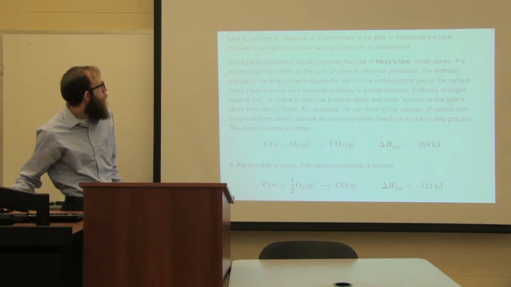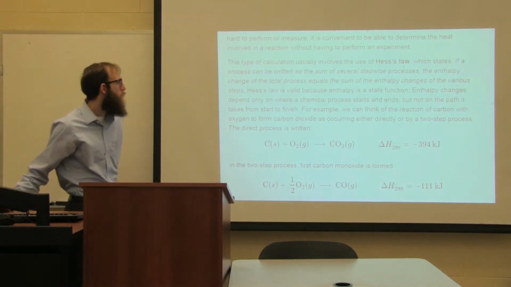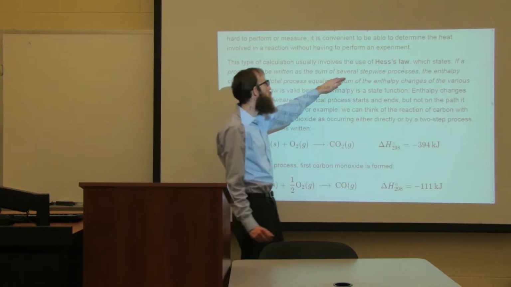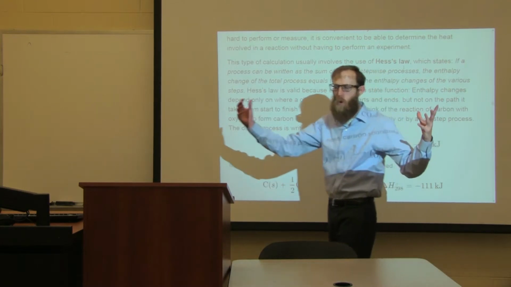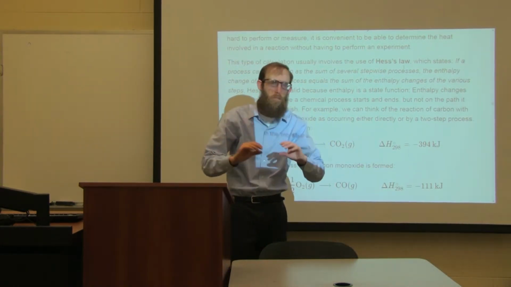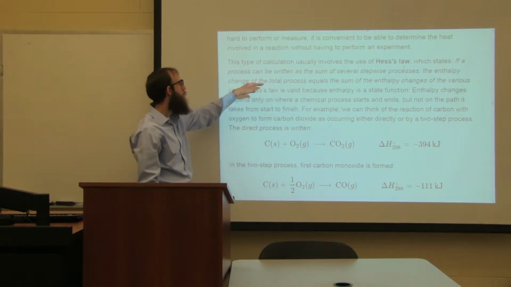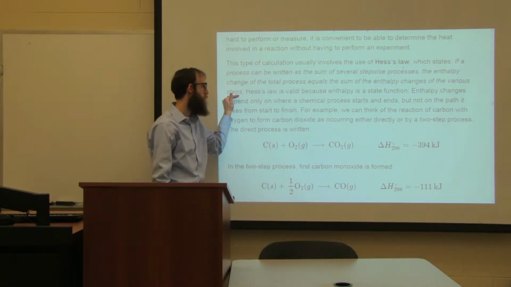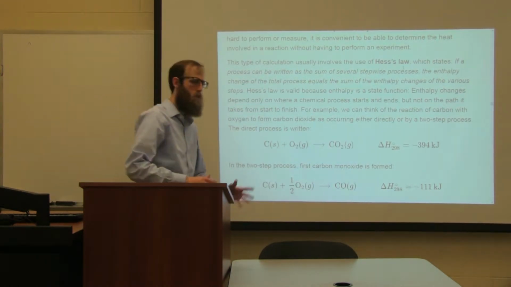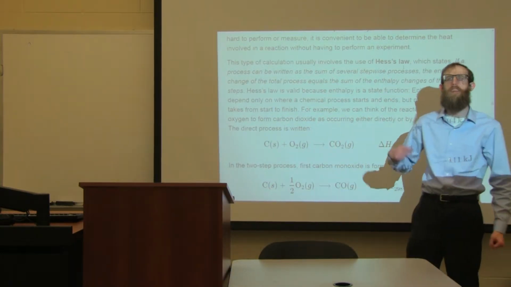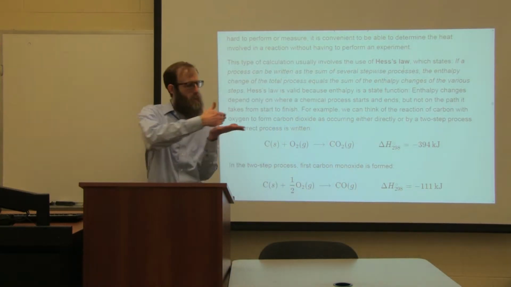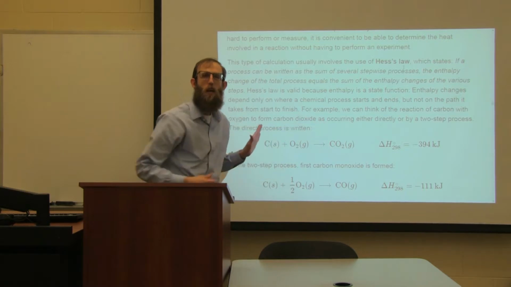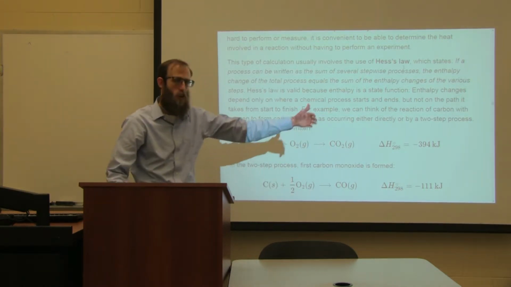So the type of calculation usually involves the use of Hess's law. So we need to state this definition. Hess's law: I'm not going to write it on the board, but if a process can be written as the sum of several stepwise processes, if we can break down a more complex system into a bunch of simpler processes, the enthalpy change of the total process equals the sum of the enthalpy changes of the various steps. Why does this work? Well, remember, we defined enthalpy as a state function that depends only upon the state that it is in. If we take these individual steps, as long as they all fit together to provide that whole picture, it doesn't matter which steps we took, as long as we reach that final state.